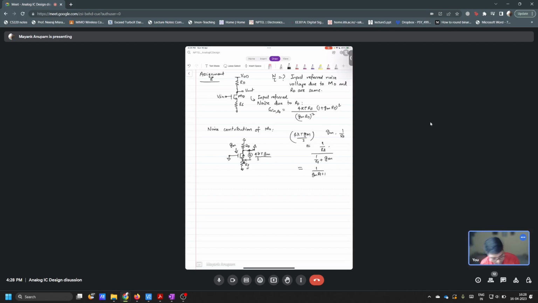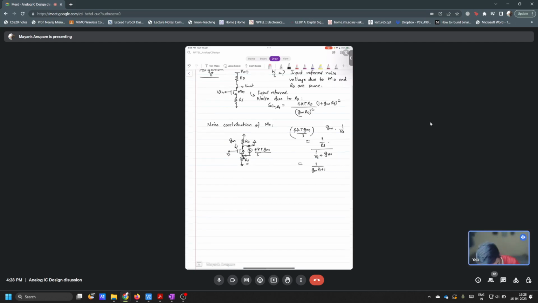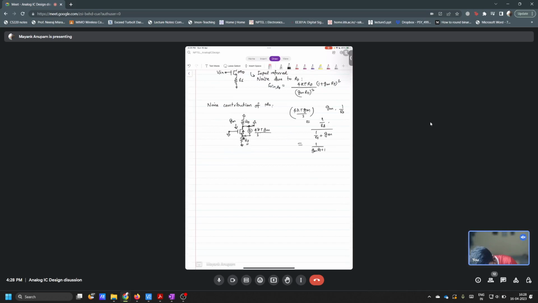Right now? Yes, sir. So the current that will be flowing there will be what? 4kT, sorry, this is basically current square, right? This is the square, this is the spectral density. Yes, sir. So you'll have to do this square, right? Do you understand what I'm doing here?